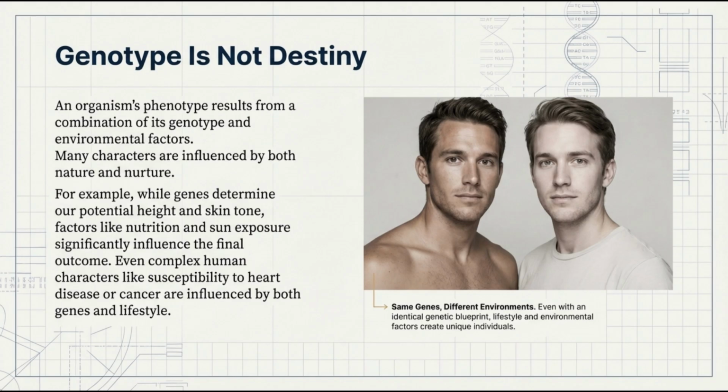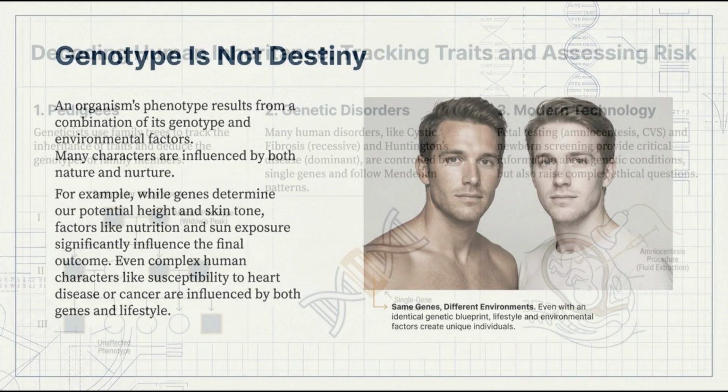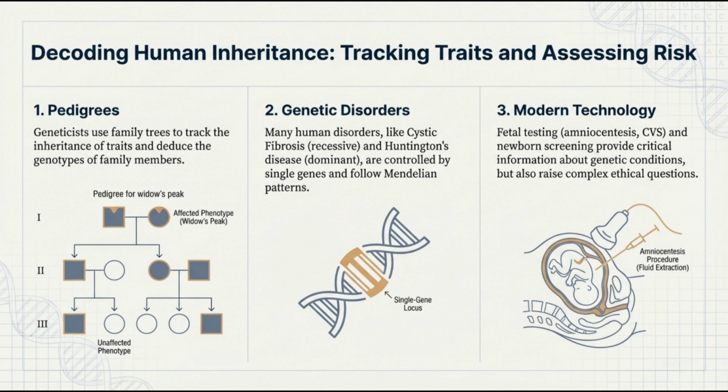So, moving beyond peas and into human populations, let's talk about decoding human inheritance. Since we can't do controlled crosses on people, how do geneticists figure this stuff out? Well, they rely on pedigrees. These are essentially just family trees that track the inheritance of a specific trait across generations. So they can look at a pedigree and deduce the likely genotypes of individuals and figure out if a trait is dominant or recessive. Precisely.